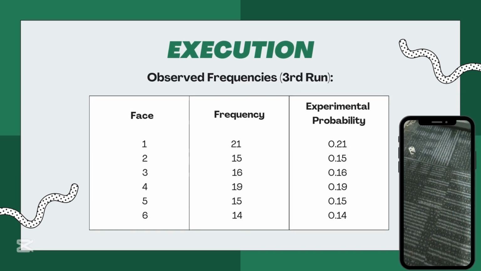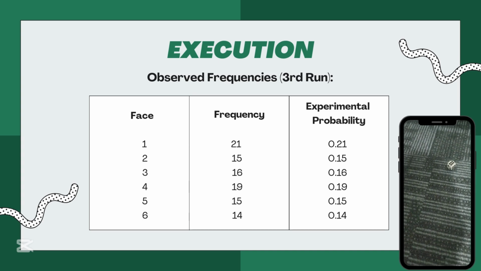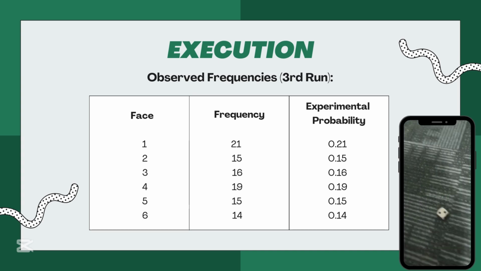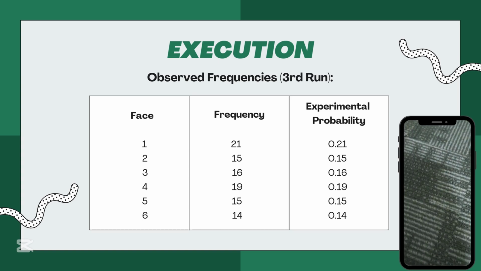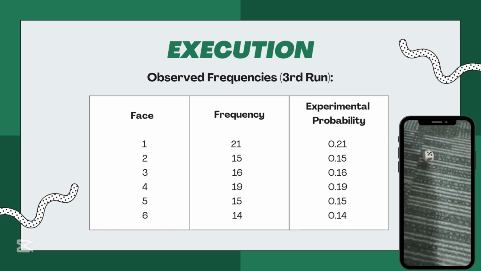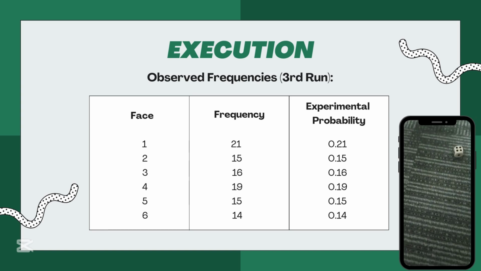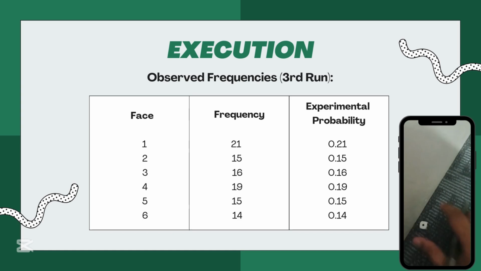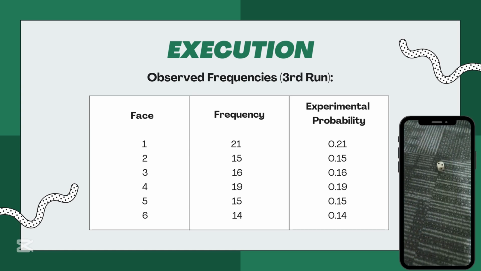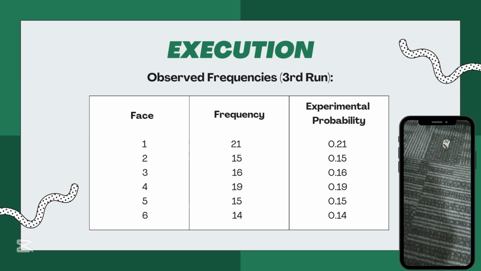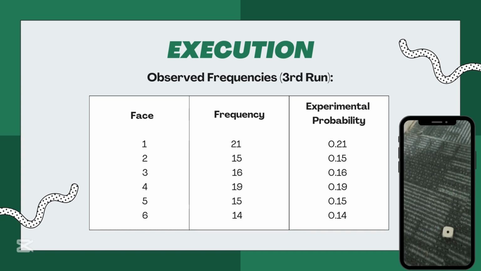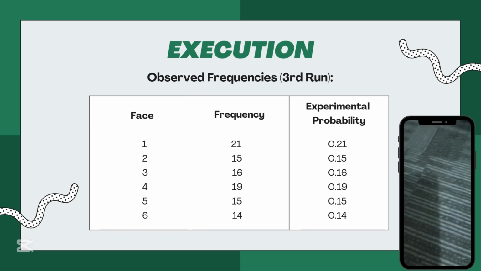For the third and final run, we rolled the die 100 more times. This time, Phase 1 appeared 21 times with a probability of 0.21. Phase 2 came up 15 times at 0.15. Phase 3 showed up 16 times, giving 0.16. Phase 4 appeared 19 times at 0.19. Phase 5 was rolled 15 times for 0.15. Then Phase 6 came up 14 times, resulting in 0.14.